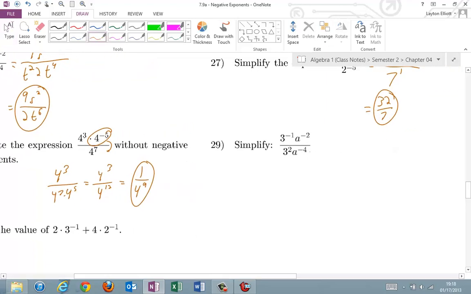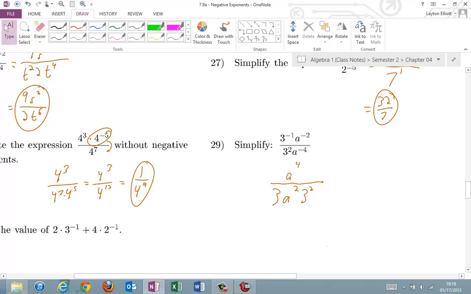27 says to simplify this one. So let's move some stuff around by drawing a fraction bar and reading left to right. In the numerator, take 3 to the negative 1, move it down. A to the negative 2, and move it down. 3 to the second stays down. And a to the negative fourth moves up.